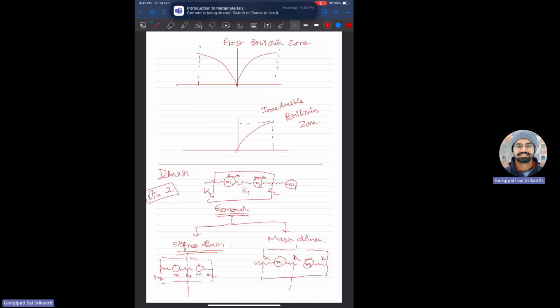So since we said that this and this are the same, like there's a mirror symmetry, we can just consider this part to analyze what is going on. Just this part we call the irreducible Brillouin zone. You cannot reduce it further.